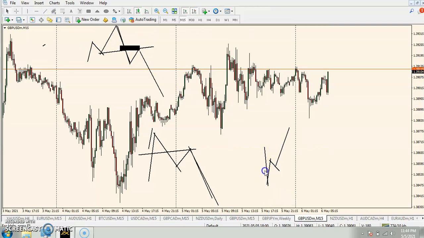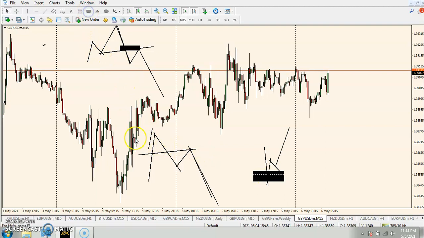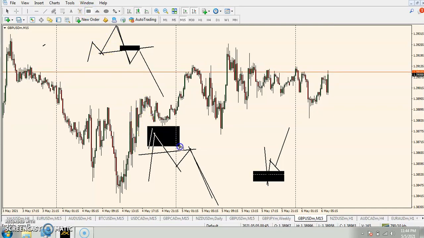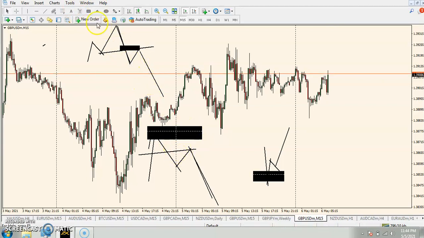This is a stop hunt. The first part is a stop hunt. Stop hunt low, okay? Then this is stop hunt high. Then after the stop hunt high, also this our stop hunt high. Okay? That's our stop hunt high.